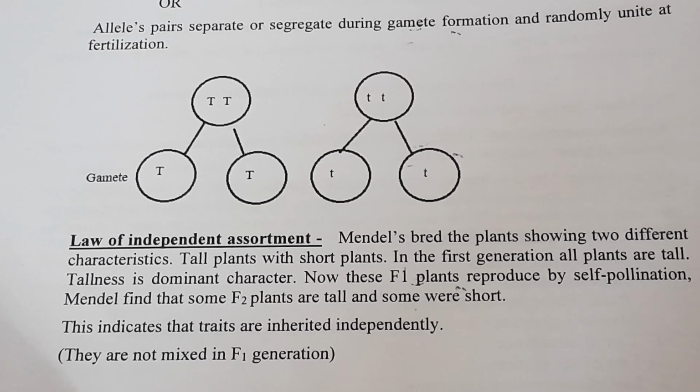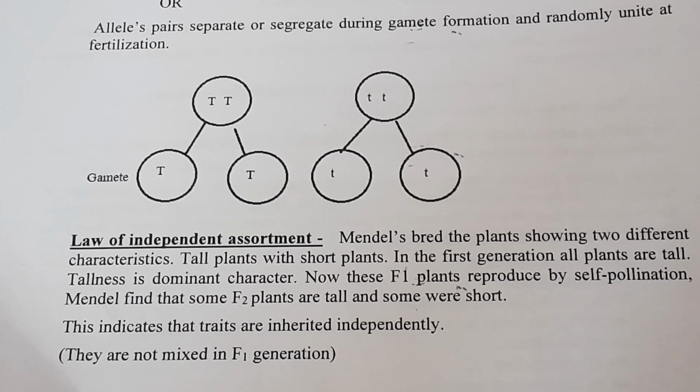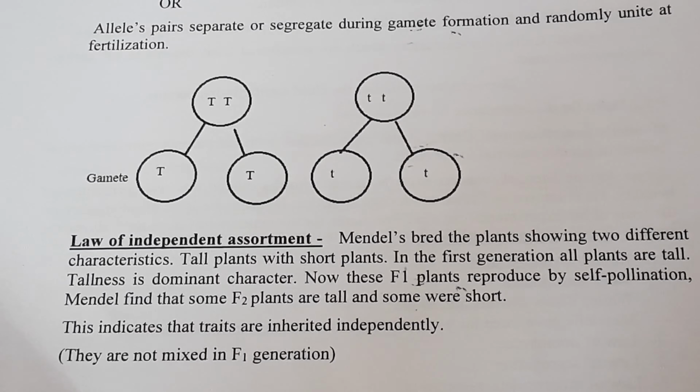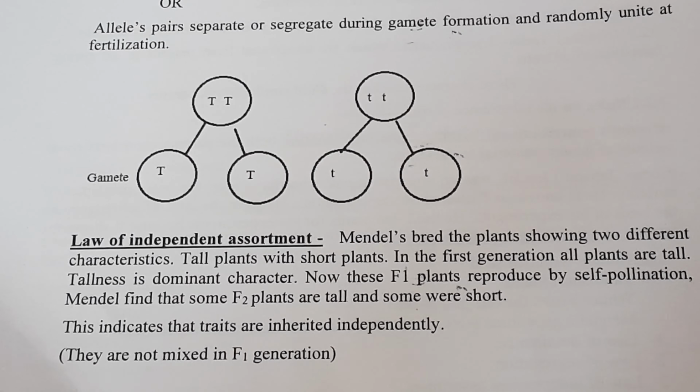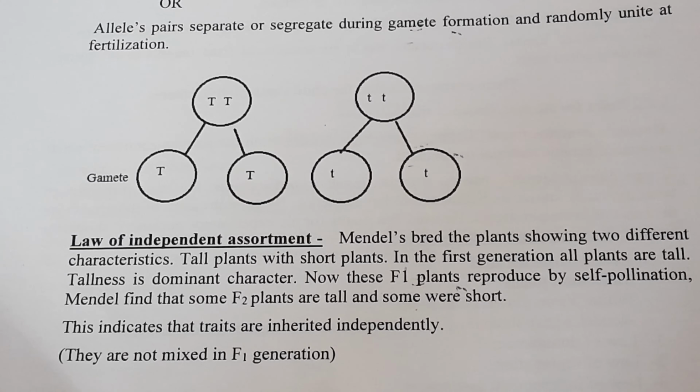Now, when F1 plants reproduce by self-pollination, Mendel found that in the next generation, the plants were tall as well as some plants were short. This indicates that traits are inherited independently.